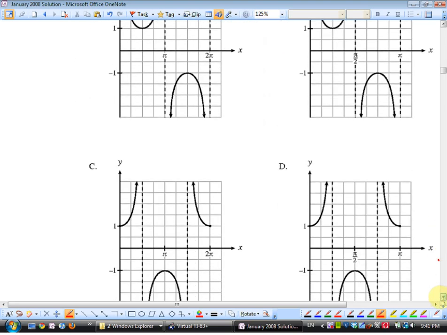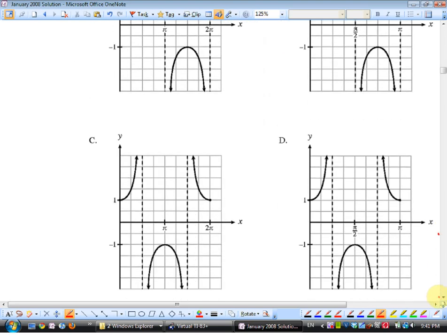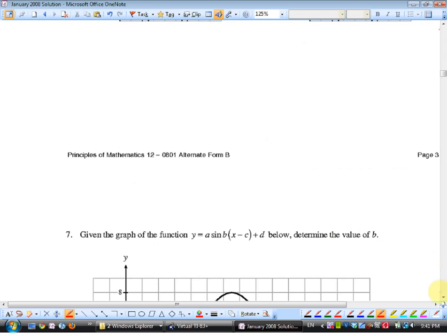Let's see. Here, this one. There's pi by 2. Halfway between 0 and pi by 2 is pi by 4. There's my vertical asymptote, and it also goes through 0, 1. D. Tough question.